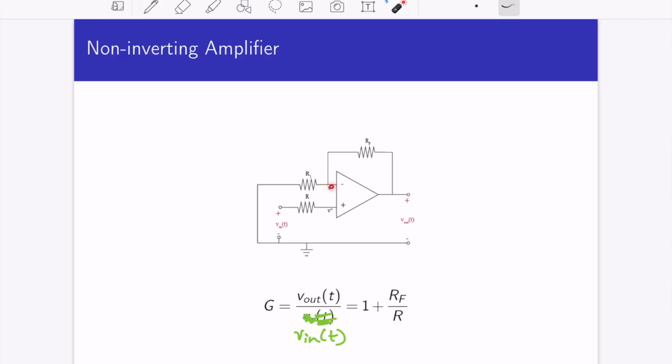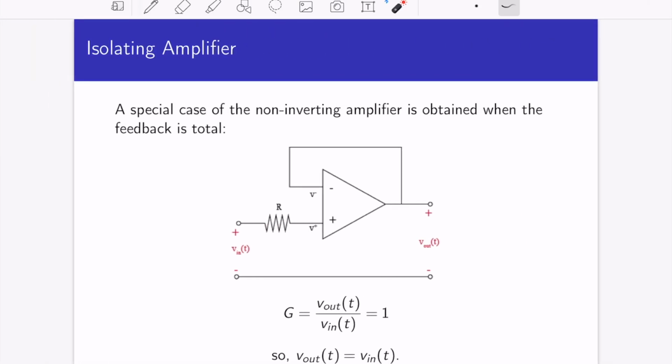Again, the current going in is 0, but there is current flow here and current flow here. I'm not being specific about the directions. The third kind of classic amplifier we've looked at is the isolating amplifier. It's a special case of a non-inverting amplifier.